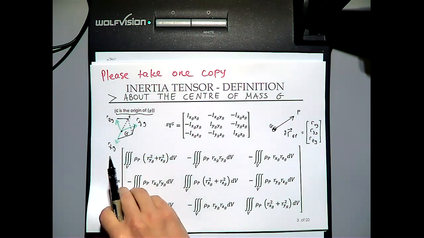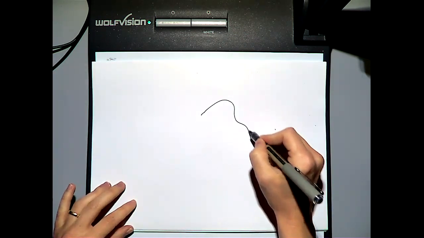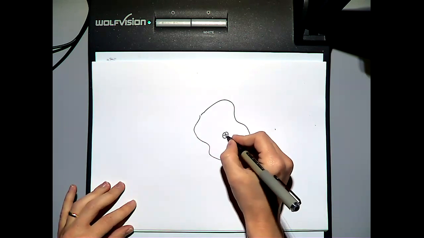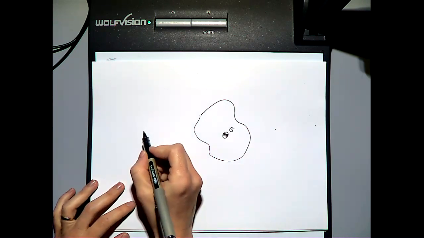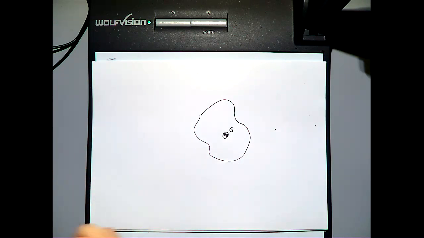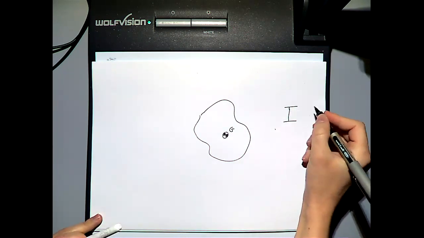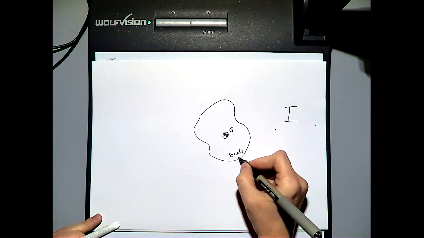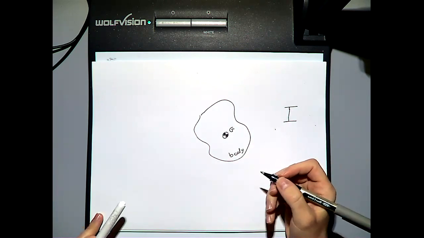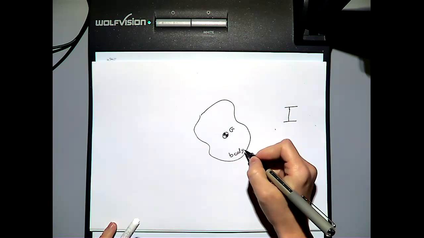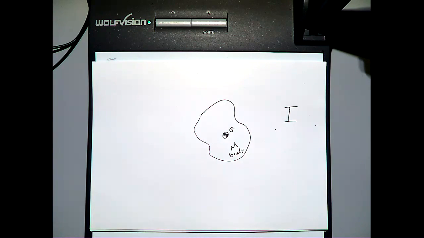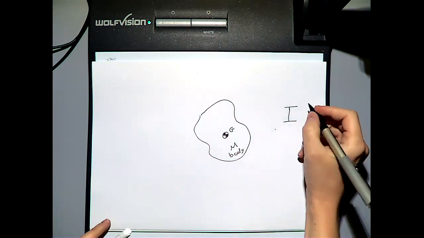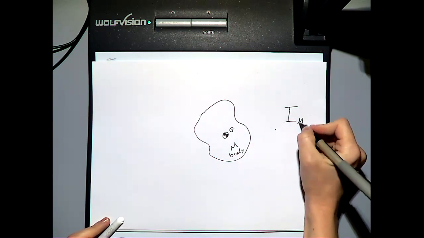Now, if you have some rigid body, so let's say this is point G. It's a very big one. So let's say you want to calculate the inertia tensor of this rigid body M.